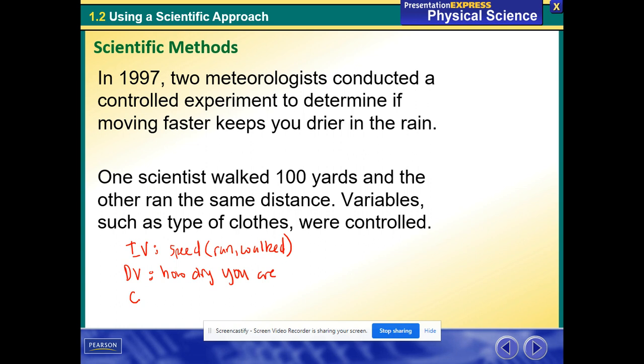Another question I could easily ask you is, what are some controls? What are some things that they kept the same? Well, they told you that the type of clothes was controlled. They both wore the same type of clothes. Another thing that they kept the same is they both walked the same distance. And the last one is they hopefully had the same amount of rain. It would not be fair if one walked out in a downpour and the other one walked out when it was just sprinkling.